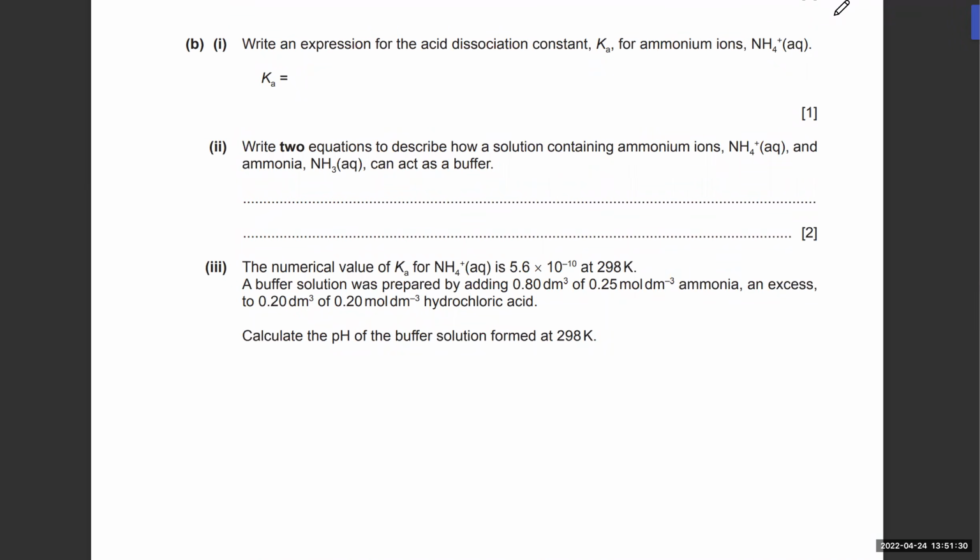In this question they're talking about NH4+, so it's probably acting as an acid. If it loses an H+, it would produce NH3. So that's your equation, and your K expression would be H+ concentration times NH3 concentration divided by the acid concentration, which is NH4+. Part 2 or directly part 3? We'll do part 3. Part C, the numerical value of K is this, 5.6 into 10 to the minus 10.